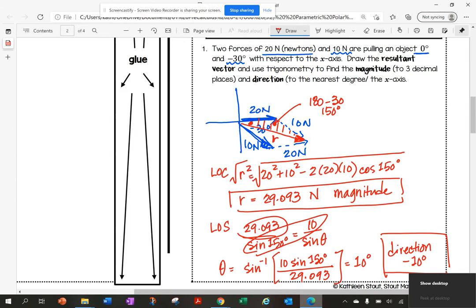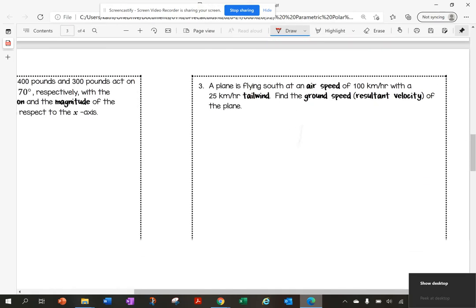So I draw my two forces, then I draw them tip to tail to make a parallelogram. I draw in my resultant force, and then I solve for the resultant force, and then the specific angle I'm looking for. All right, let's try a vector method now.